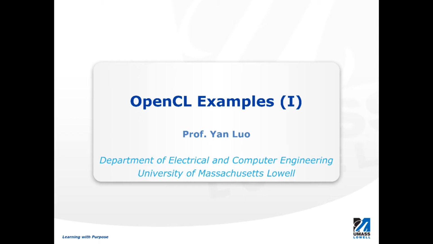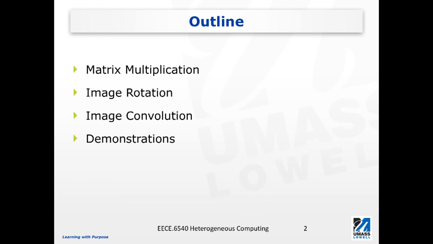This is the first of the 3 sessions in which we will use OpenCL examples to show you how to solve problems using OpenCL programming. In today's lecture, we're going to look at 3 examples: matrix multiplication, image rotation, and image convolution. For each of these 3 examples, we'll show you through demonstrations how the OpenCL program is designed, compiled, and executed.